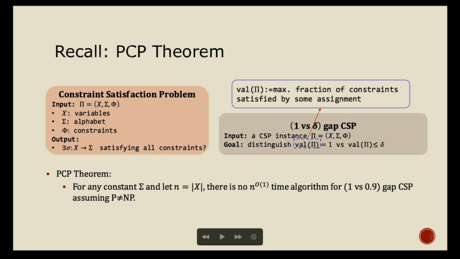The gap version of CSP asks to distinguish between the case where value equals 1 and the case where value is at most delta, where value is defined to be the maximum fraction of constraints that can be simultaneously satisfied by some assignment. Let me note that there are many examples of CSPs, like 3-coloring, 3-SAT, 3-LIN, and so on. But in this talk, we'll only focus on arity-2 CSPs. That is, each constraint only involves 2 variables.